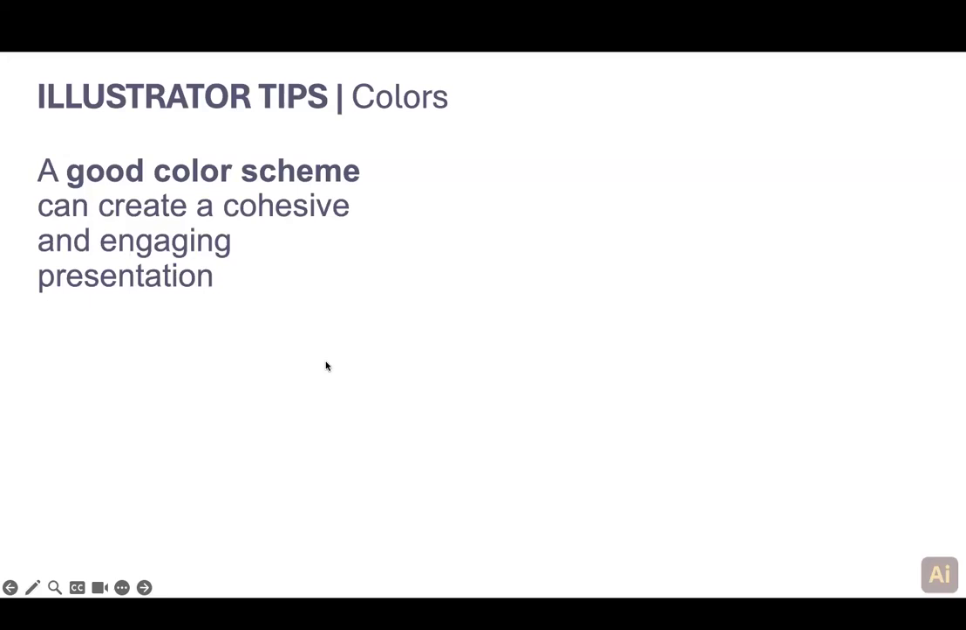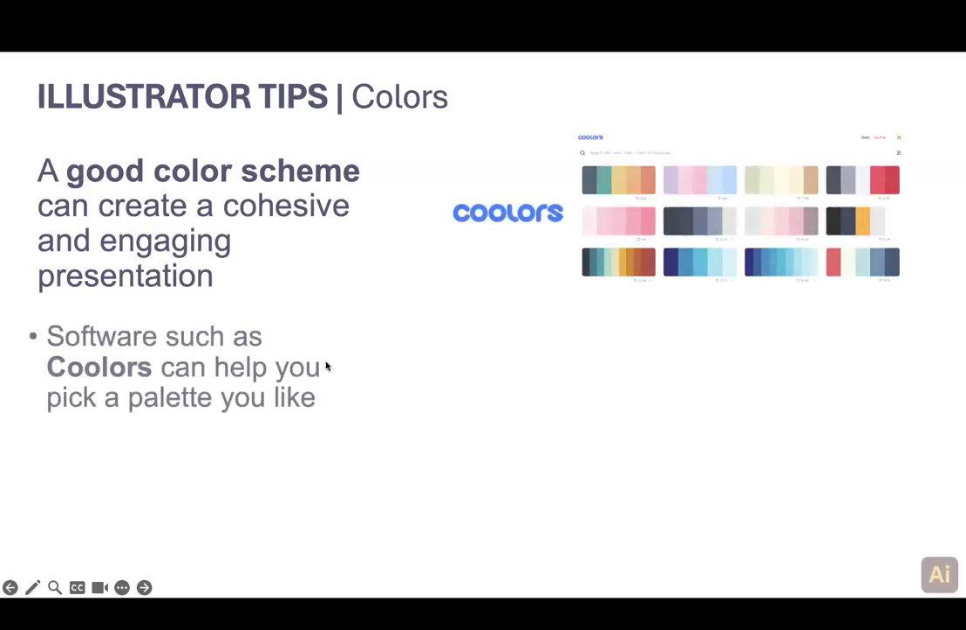Now, we've already talked about colors, so I will now talk about them in the context of Illustrator. A good color scheme is great for having an engaging and cohesive presentation, or for keeping your figures looking cohesive. There's a couple of resources that I like using. A software called Colors, with two O's, online, can let you go through lots of different options, and you can go through and pick random ones one by one, like a palette generator, which can be nice.